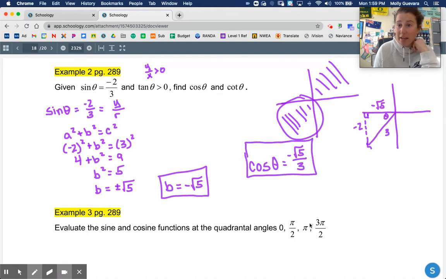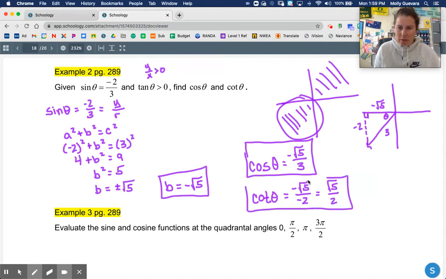So there's my cosine of theta. Again, I still don't know what theta is, I don't know what that angle is, and that's okay. And then cotangent of theta: tangent is opposite over adjacent, so cotangent would be adjacent over opposite. And since they're both negative, I can get rid of the negative, so I just get root 5 over 2. And there's my cosine and my cotangent. Once you know all 3 parts of that triangle, you can find any trig function it's asking you to find.